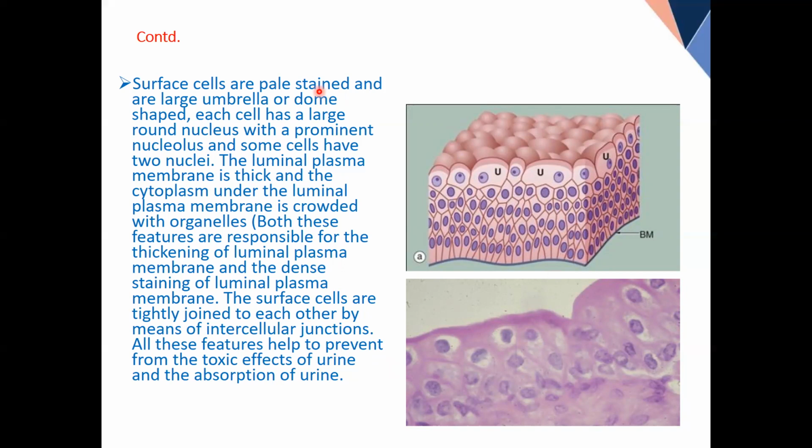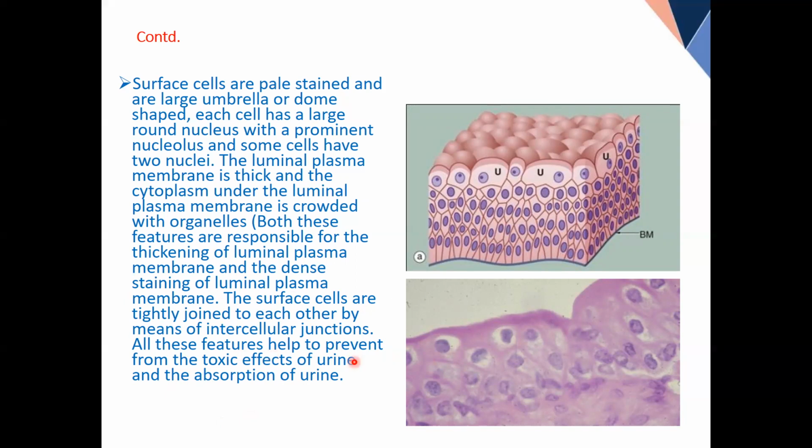Surface cells are pale stained and are large, umbrella or dome shaped. Each cell has a large round nucleus with a prominent nucleolus. I hope you understand what it indicates. With a prominent nucleolus, and some cells have two nuclei. The luminal plasma membrane is thick and the cytoplasm under the luminal plasma membrane is crowded with organelles. Both these features are responsible for the thickening of the luminal plasma membrane and its dense staining. The surface cells are tightly joined to each other by means of intercellular junctions. All these features help to protect from the toxic effects of urine.